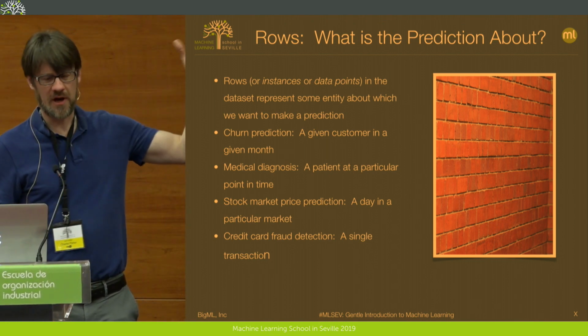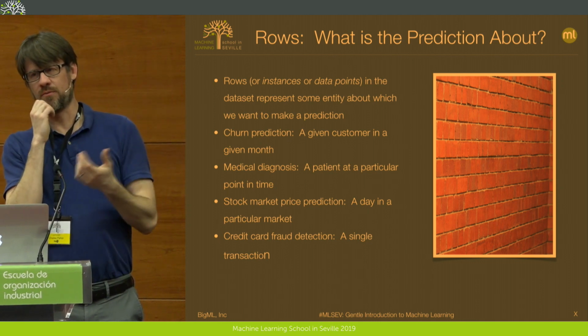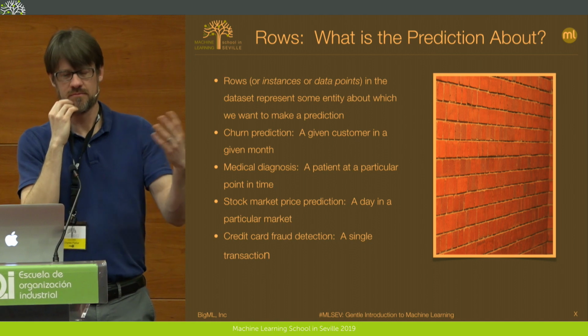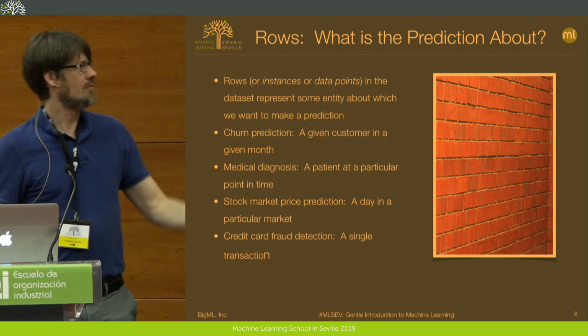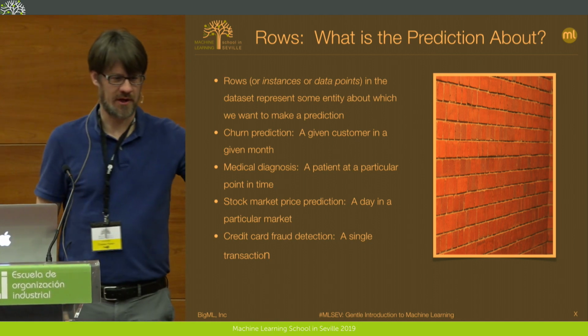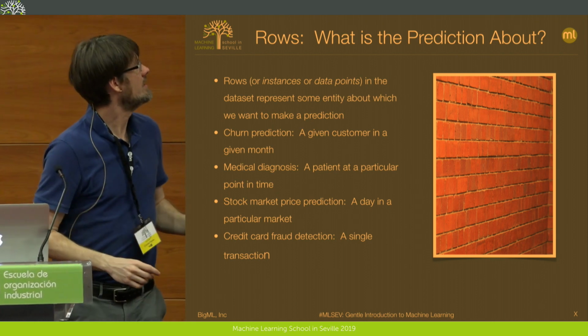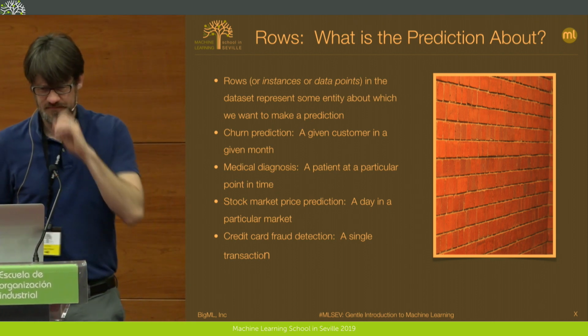If you're trying to predict the price in the stock market, maybe you're trying to predict the closing price for that day, and so each row represents a day in the stock market. Credit card fraud, you're trying to predict whether or not each transaction is fraudulent, so each row is going to be a single transaction.